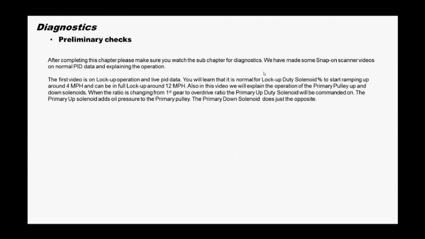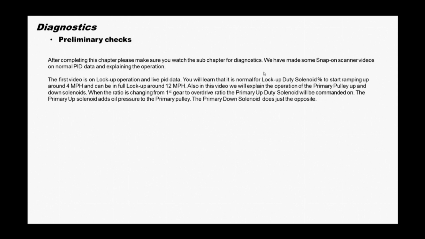The first video is on lockup operation and live PID data. You will learn that it is normal for the lockup duty solenoid to start ramping up around 4 miles per hour, and it can be in full lockup around 12 miles per hour. Also in these videos, we'll explain the operation of the primary pulley and the up and down solenoids.